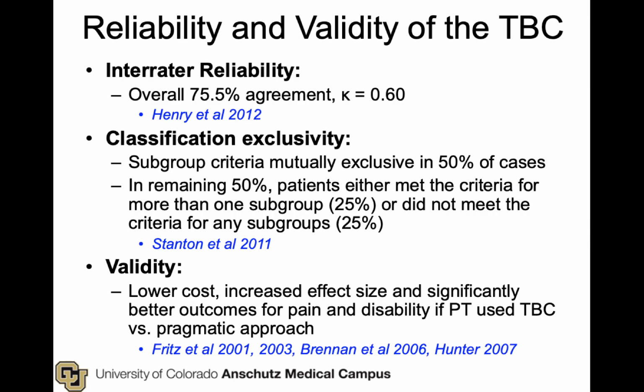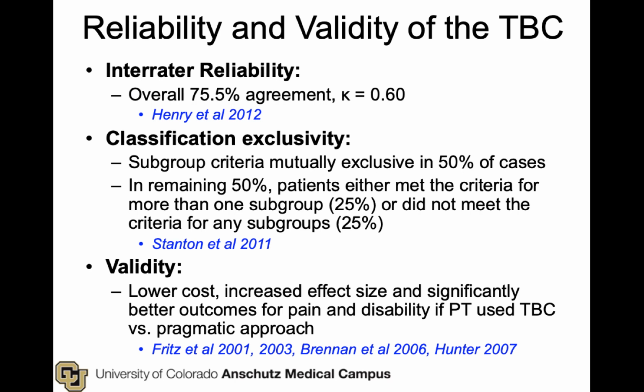So looking at the reliability and validity of the TBC, the overall agreement between examiners in a study by Henry was 75.5% with a kappa of 0.6. In a study by Stanton, they showed that about half of patients with back pain neatly fit one of these classifications, 25% fit one or more, and 25% don't fit any. So the classification system at this point is not mutually exclusive, but it's improving, as research continues here.